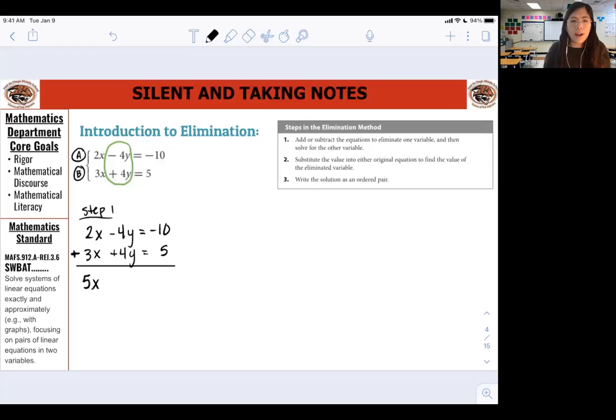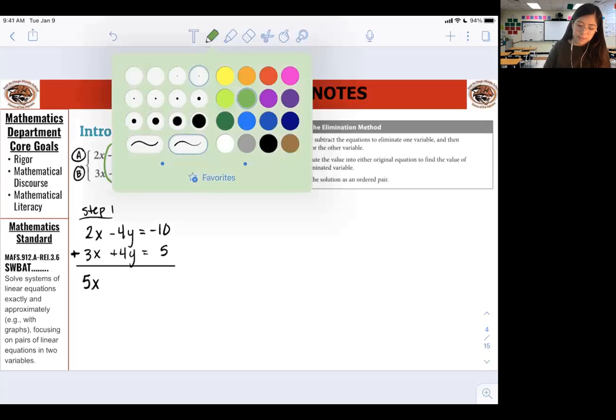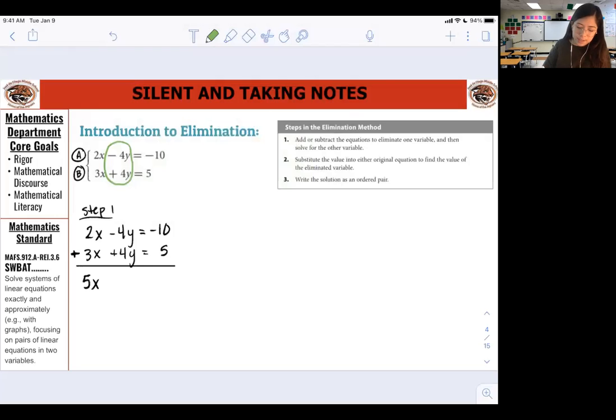Now what happens with the y values? I have negative 4 plus 4. It turns into a 0. Just 0, exactly, because that's the reason that we want opposite values, is because when you have opposites, they cancel out, and what we end up with is 0.